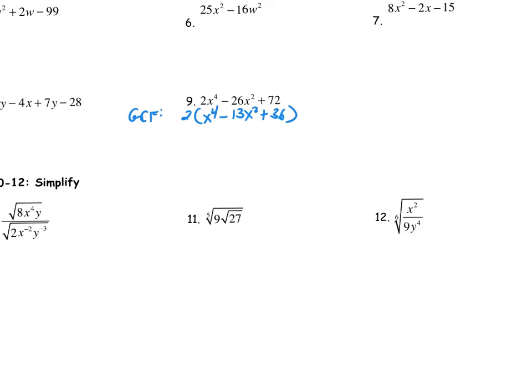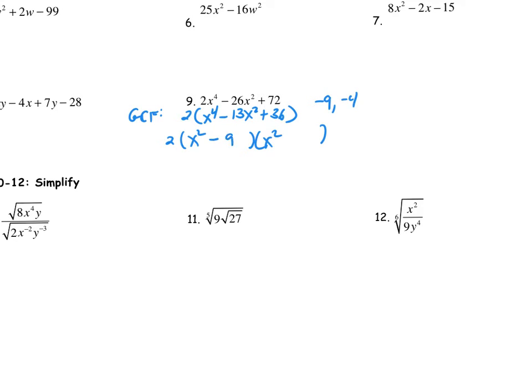I can either factor this directly or I can use a u substitution. I'll do both. So factoring it directly, I'm going to be looking for 2 expressions that multiply to x to the 4th. I'm going to do x squared and x squared. And then I need 2 values that multiply to positive 36 and add to negative 13. Those are going to be negative 9 and negative 4.